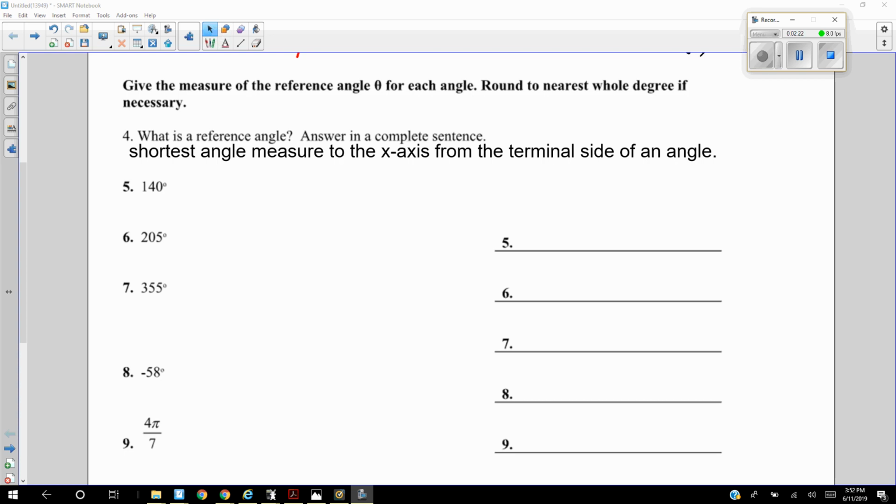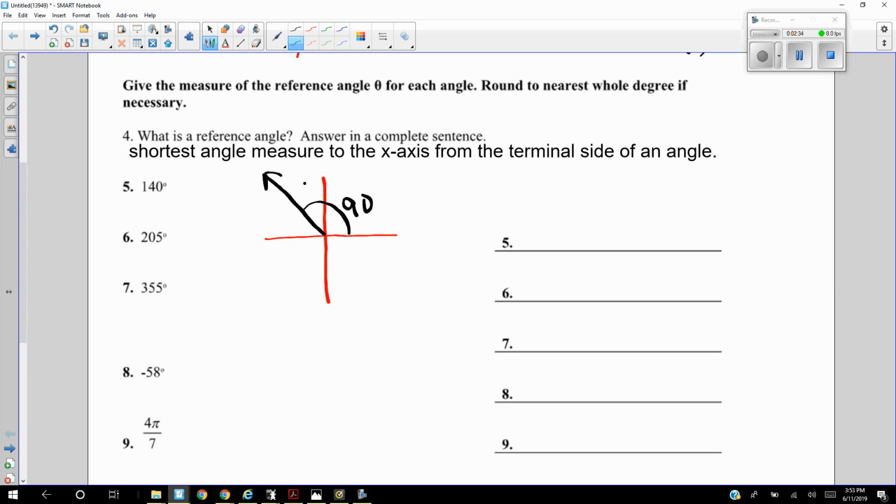So number 5, they want us to find the reference angle of 140. What I like to do is sketch the angle. 140 is going to be in quadrant number 2. I like to piece it apart. That's 90 and that's 50, adds up to 140. So the reference angle from the terminal side is going to be that shortest distance to the x-axis in green. And of course that measure would be 40 degrees.